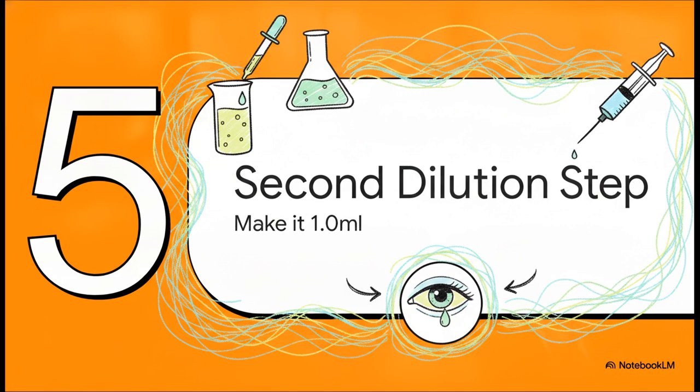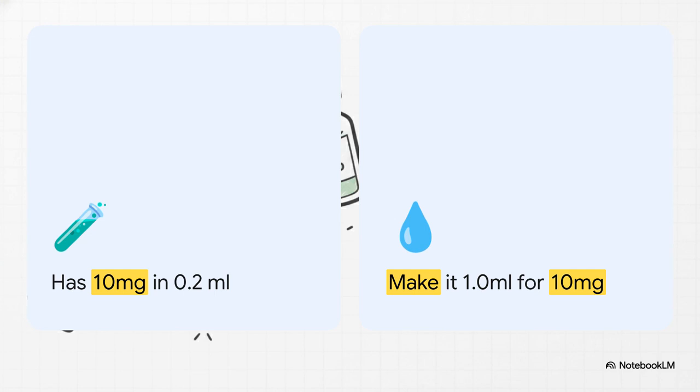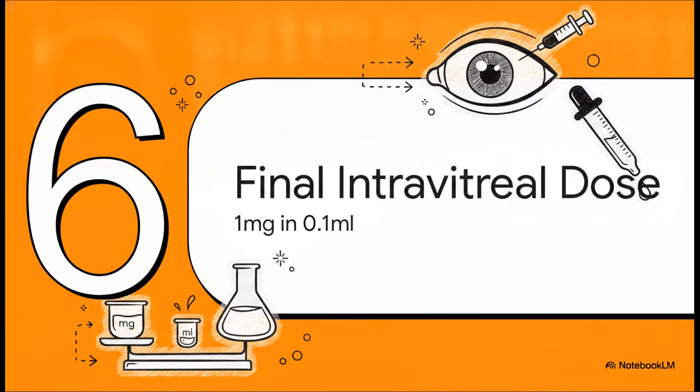That brings us to Section 5, the second dilution step, making it 1.0 milliliters. So, the crucial point is right here. This is where we weaken the concentration. We take that tiny 0.2 milliliter syringe that's holding our 10 milligrams of medication, and we make it 1.0 milliliter by drawing up an additional 0.8 milliliters of plain sterile fluid. We haven't added any more of the actual drug, right? We've just added water. Now, that exact same 10 milligrams of vancomycin is spread out evenly across a full 1 milliliter of fluid.